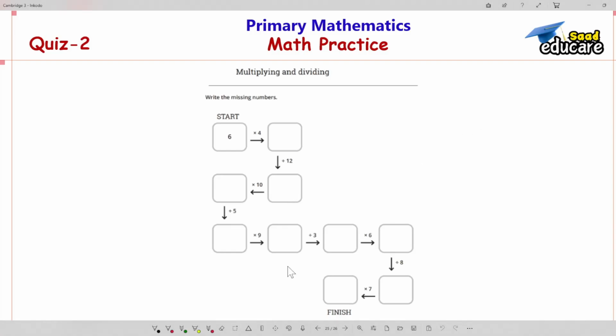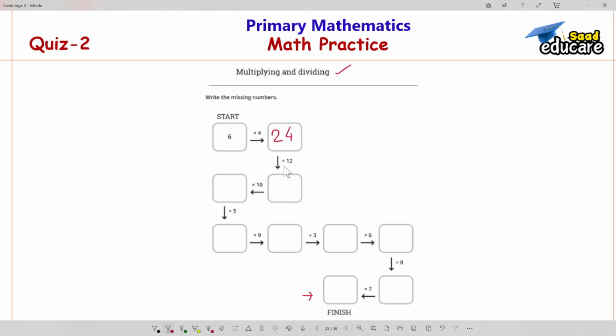This is quiz 2 and the topic is multiplying and dividing. We will start from here and finish here. We have to find out the number which is missing. Like 6 times 4 is 24, right?